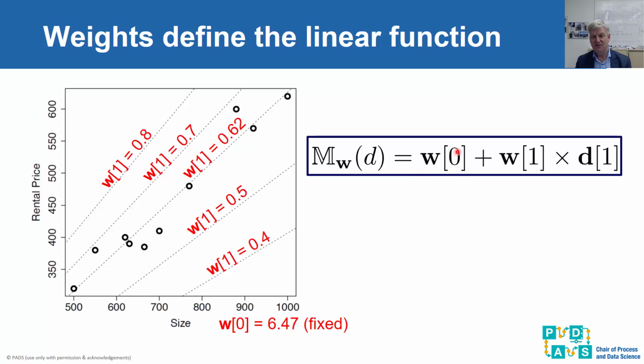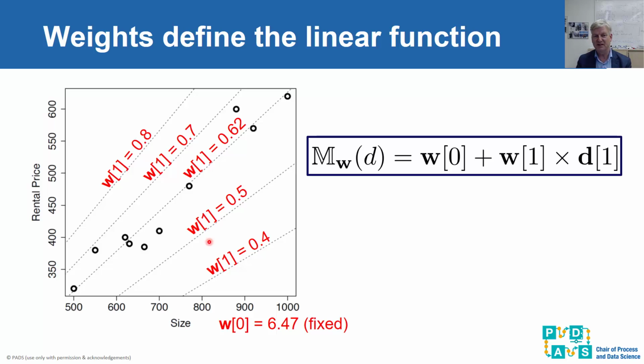So any value for W0 and W1 corresponds to a possible solution. Here I'm plotting different candidate lines under the assumption that W0 is equal to 6.47. So we fix this and we just change the angle of the line. Of course, we could also vary W0, but this is how you get an idea of how these functions could look. And now we want to pick the line, and we have infinitely many possibilities.